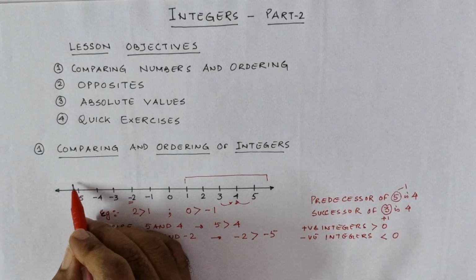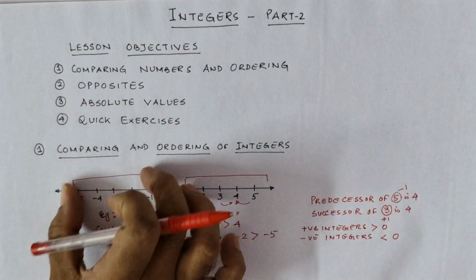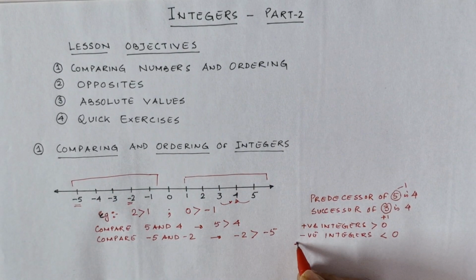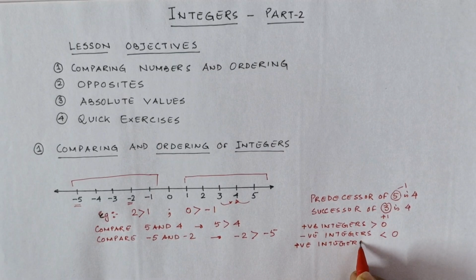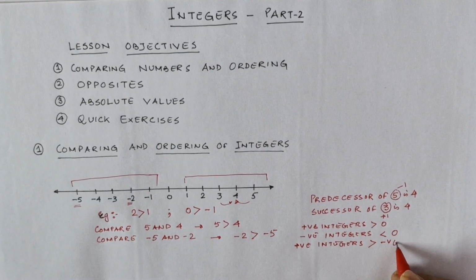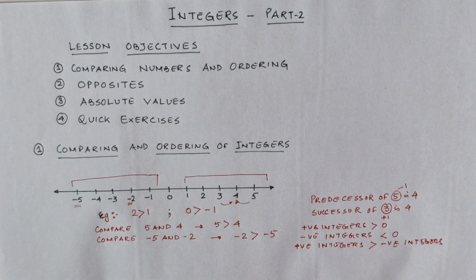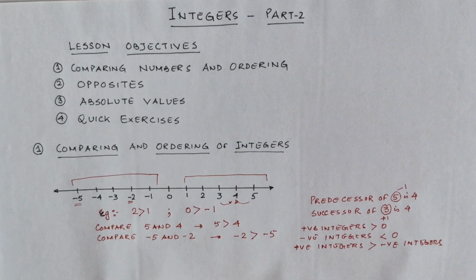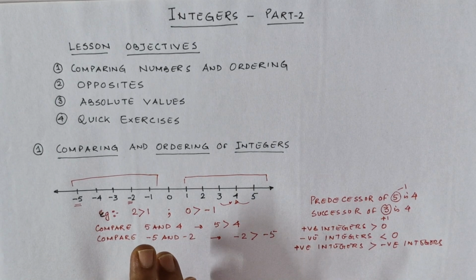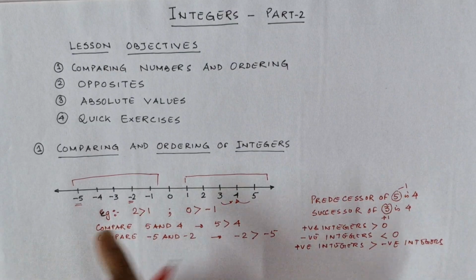So evidently, these are negative integers, right? So we can say that all the positive integers are greater than negative integers, right? Now if you are comparing two negative integers, the smaller out of the two negative ones is always greater between those.